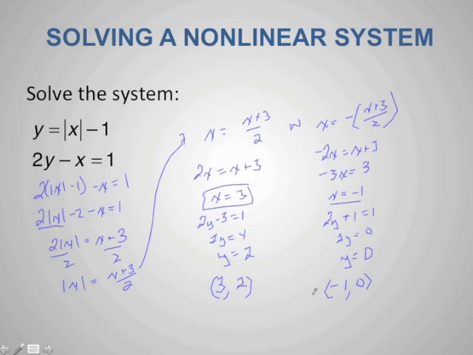Now I know those work in the bottom equation because I used the bottom equation, but let's check the top. Does 2 equal the absolute value of 3 minus 1? Yes. Does 0 equal the absolute value of negative 1 minus 1? Yeah, that checks. So both of these work. And these are my two proposed solutions.